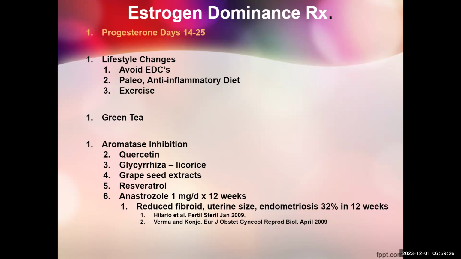Other ones are quercetin. Quercetin we usually like with nettle, 500 milligrams twice a day. Glycyrrhizin or licorice works nicely, but you need to be careful with high blood pressure with licorice. Grapeseed extract, resveratrol, which basically comes from grapeseed extracts, and then anastrozole, 1 milligram a day for 12 weeks. We have used this to reduce fibroids and endometriosis. We have done that on quite a few occasions, and that seems to work quite nicely.